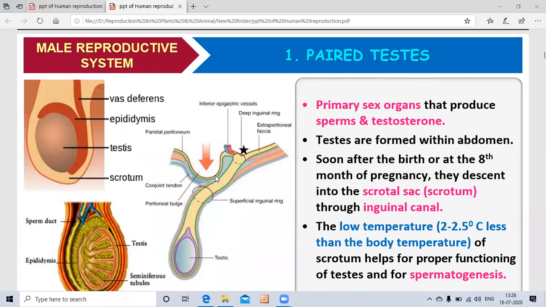Okay, the low temperature, that is 2 to 2.5 degrees Celsius below the body temperature.